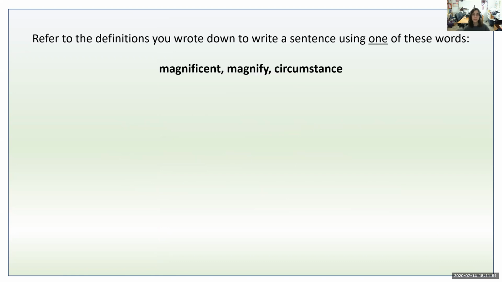All right, next one. We have the words magnificent, magnify, and circumstance. So I want you to write down a sentence that uses at least one of these words. So you can pause the video and do that.